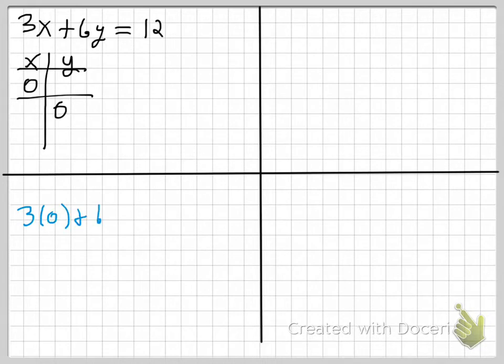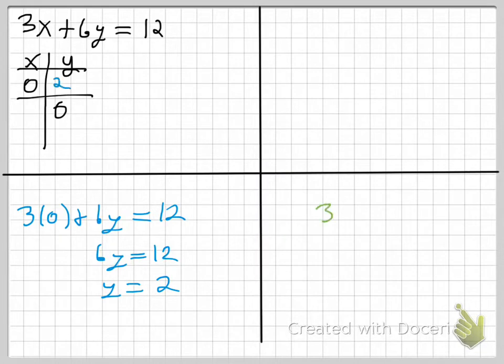So we have 3 times 0 plus 6y equals 12. So 3 times 0, so long to that, we'll have 6y equals 12. We'll divide both sides by 6, and y will be equal to 2. So my y-intercept will be (0, 2).